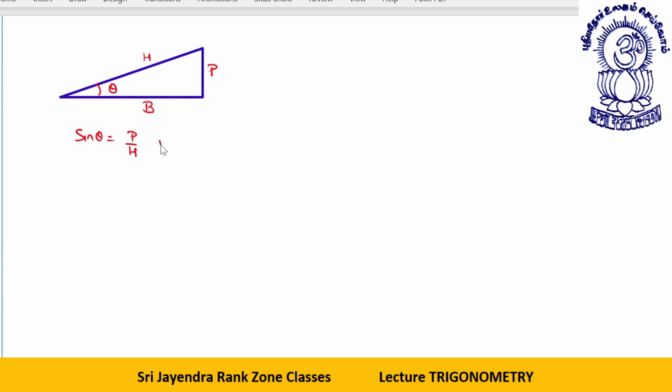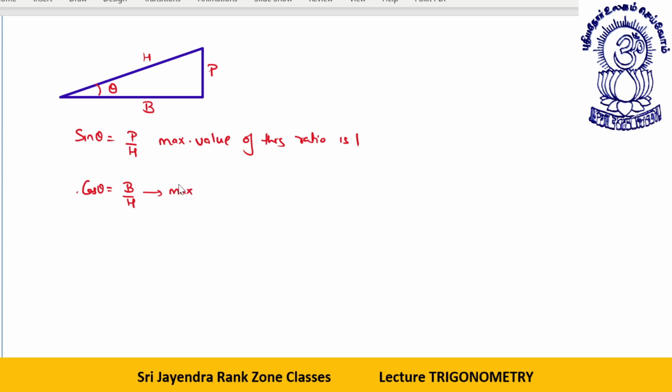The maximum value of this ratio is 1 when both of them are equal. But this ratio can never actually be 1; in ideal condition, it is never 1. So P by H has a maximum value of 1. Cos theta is also, I'll write, B by H.